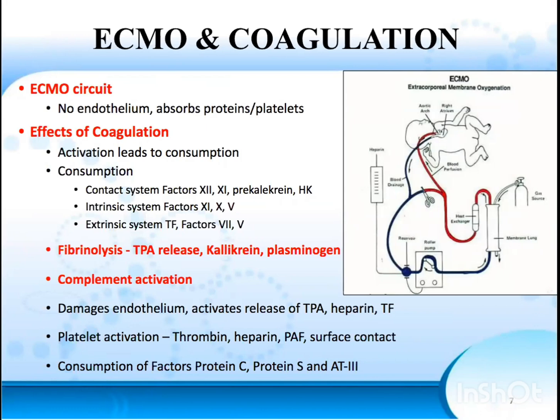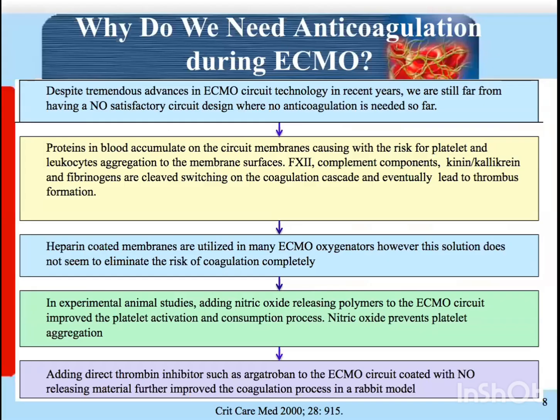There will be fibrinolysis with plasminogen and complement activation as well due to the damaged endothelium, and there will be thrombin, heparin, platelet activating factor, and surface contact factors all coming into play, giving rise to bleeding with sepsis. Protein C and protein S, which are seen in plenty in sepsis patients, would be there in this patient. So when you see these things happening, you still continue heparin. Why? Because we need to anticoagulate during ECMO.